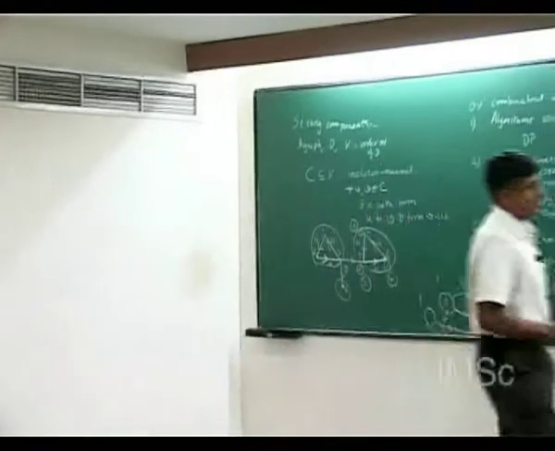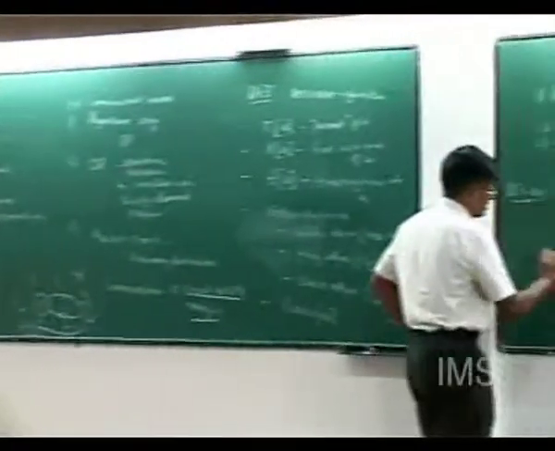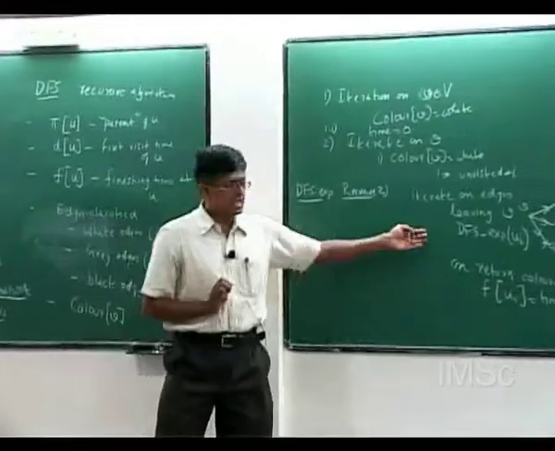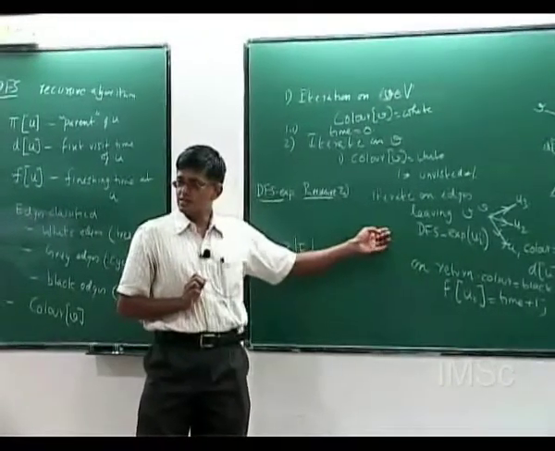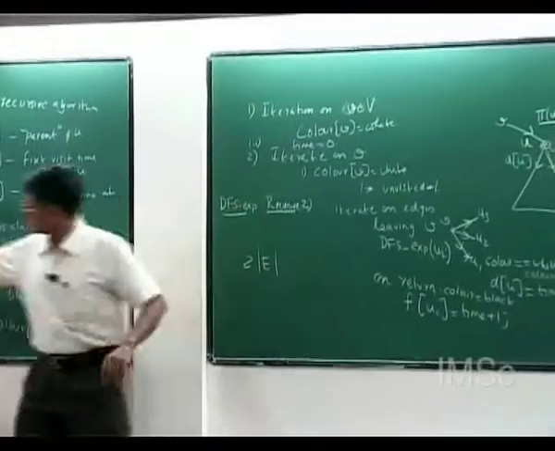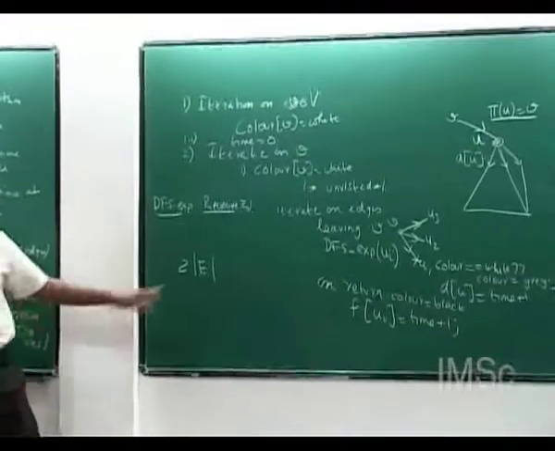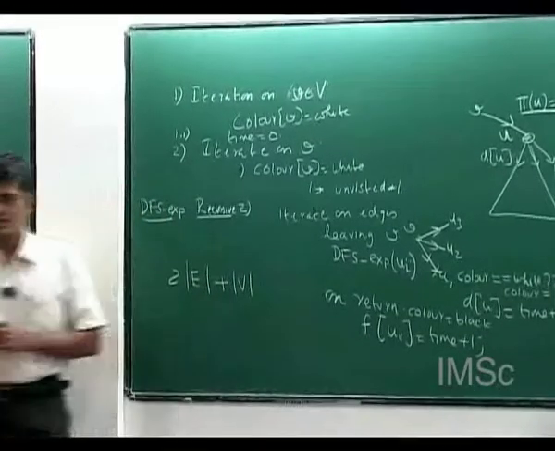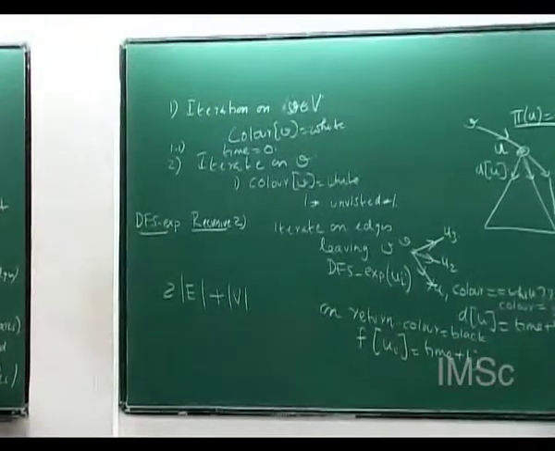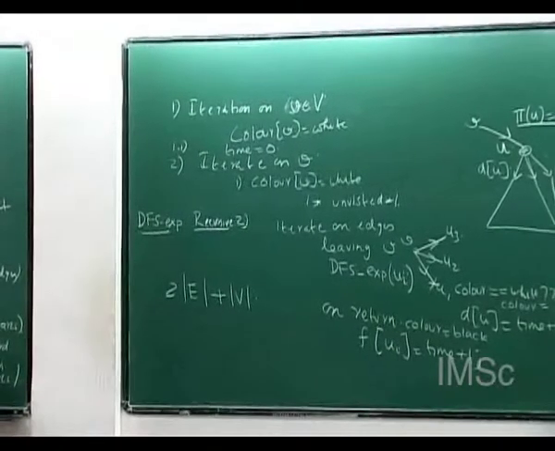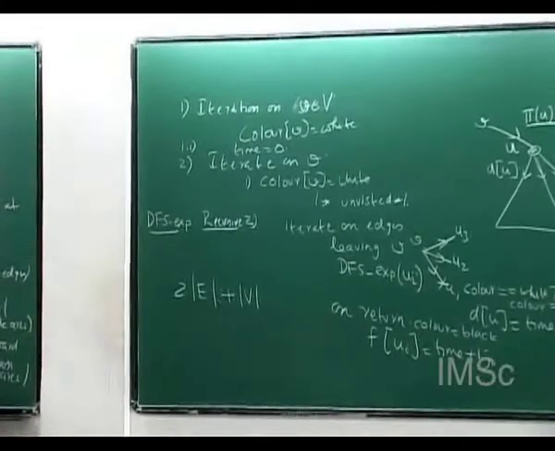2 times cardinality of E is the time counted by the recursion part, and there is this outer iteration which explores different parts, right? That gives you plus cardinality of V. Fine. All right, so this is essentially the running time of depth first search, and this is the data structure that we have.